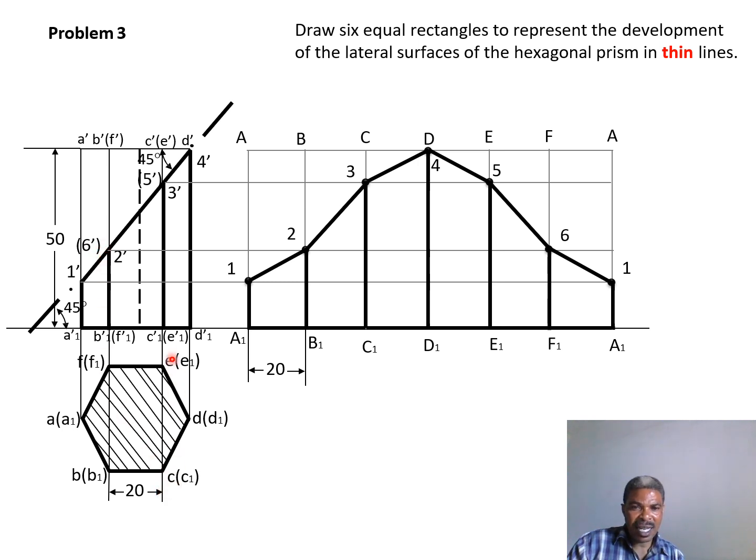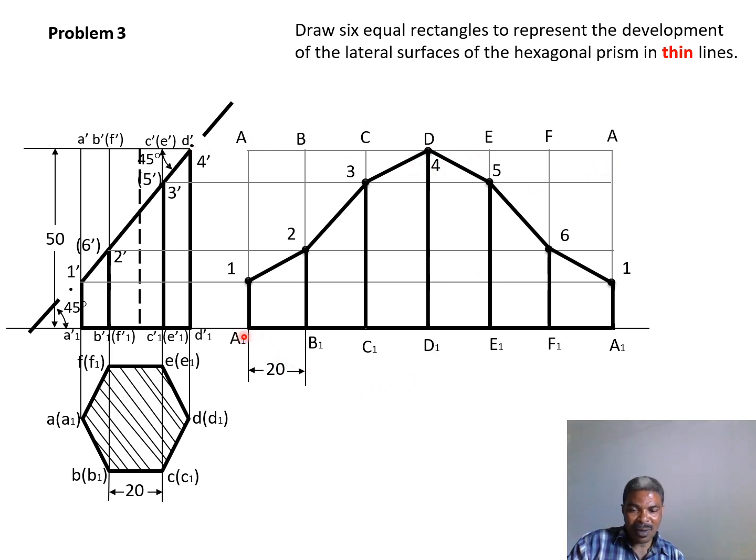Likewise for C and E, they are in line, so they form at one point. They form 3 numbers, which is 3 dash and 5 dash. But at D, the maximum height forms only one number, which is 4 dash. So these numbers are projected to the end view in our case.